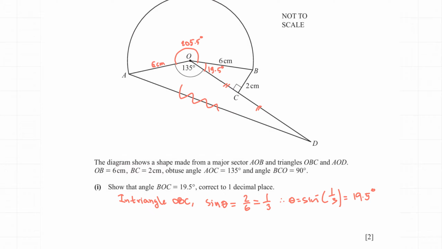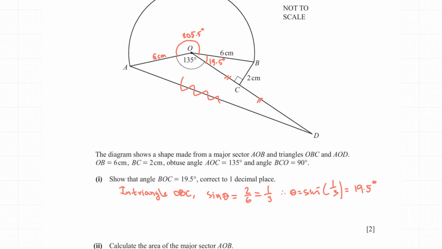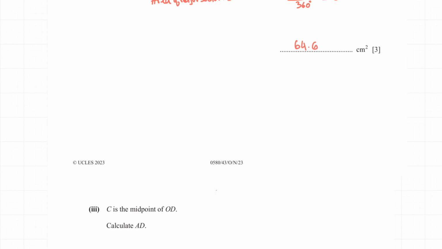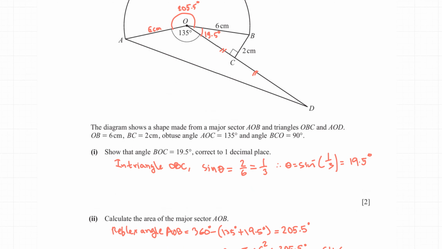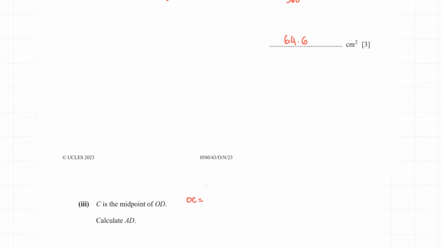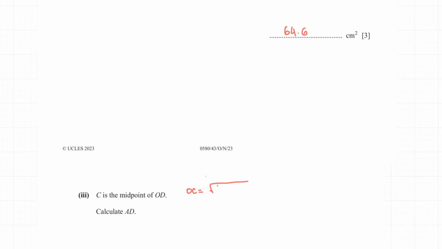So I can use the cosine formula to find the side length AD. Okay, so OC is equal to the square root of 6 square minus 2 square. That is the square root of 36 minus 4. That is square root of 32. And then I can break it down to 16 times 2, and that is 4 root 2. So that is OC, okay?